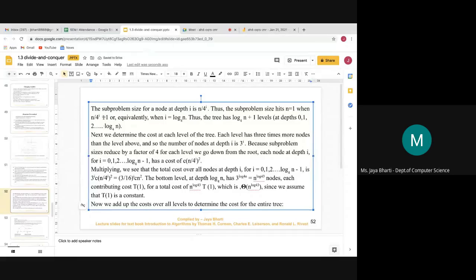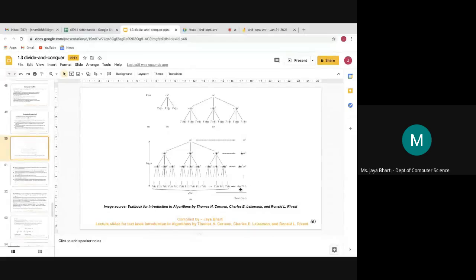Okay, so if we compute from this, i is the depth, this particular level. So you want to compute the i value. How will you compute? You will take the log values and all this. So you will get i is equal to log n base 4. So at the log n base 4th level, you are going to get the problem of size 1. So you can see here, this is the total number of levels you have, log n base 4.